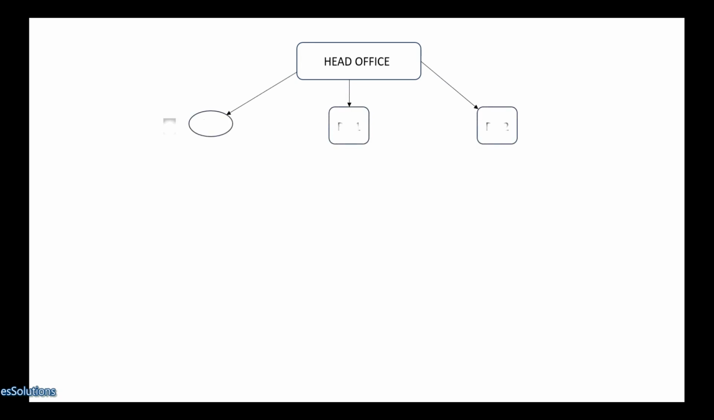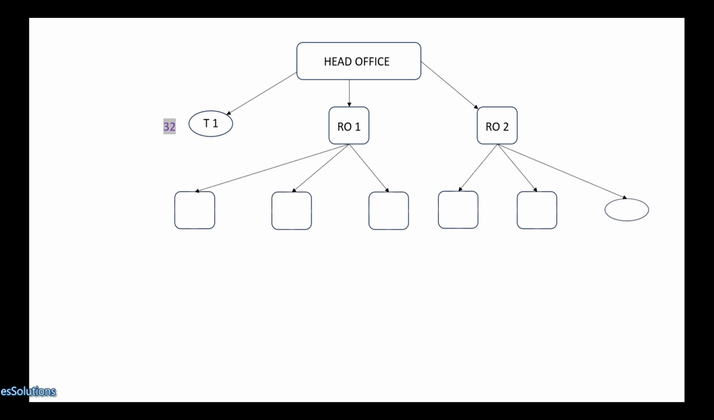So let's say we have our organization and we have the head office, for example, and within our head office we have teams or we have regional offices that report to that particular head office. So for example, we have team 1, we have regional office 1, we have regional office 2 interacting with the head office. We see that team 1 has 32 staffs. Also, these regional offices also have teams and regional offices under them.